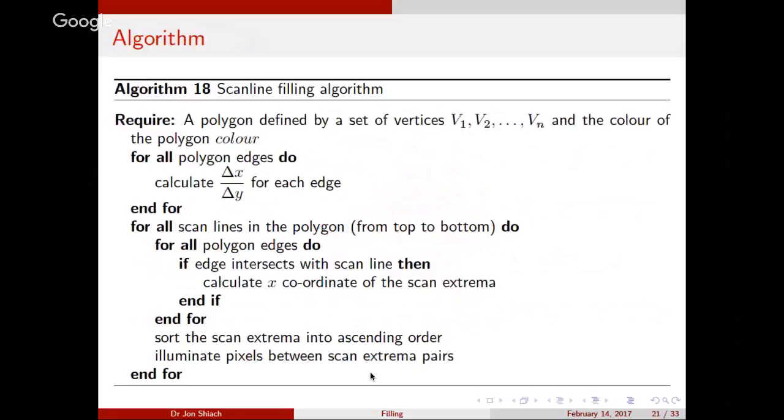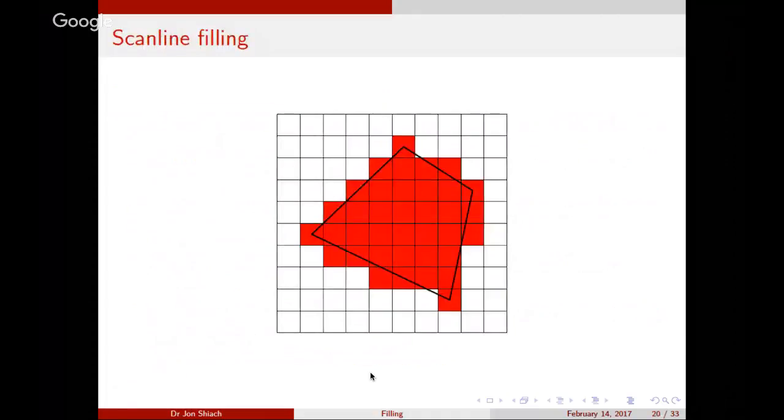Okay, so I can do that to start with. In that previous example, I had 4 edges, so I'd have 4 different values of delta x over delta y. Then what you do for all scan lines, starting at the top and going to the bottom, for all edges, is a little if statement: if the edge intersects with the scan line. So for example, if I'm on a scan line around here and I check all edges, this edge intersects with the scan line, but this one doesn't, so I don't have to do it for that one.